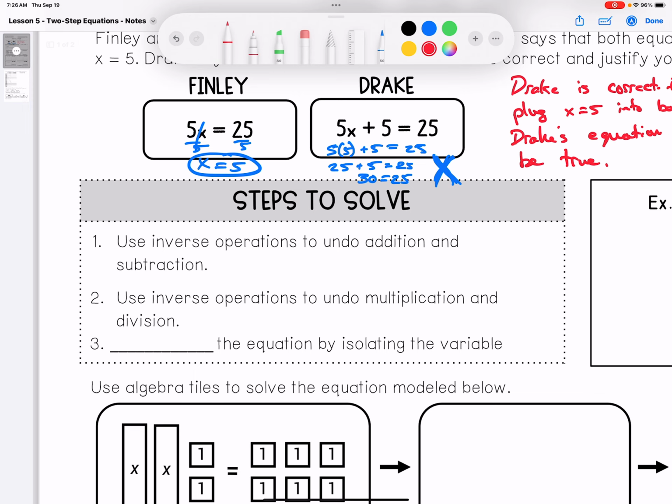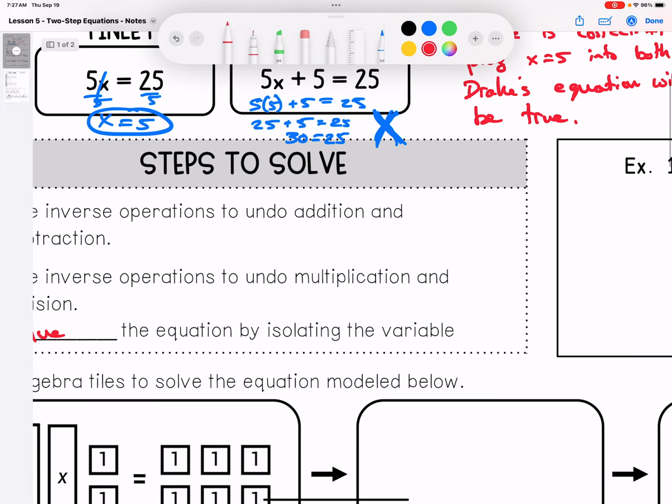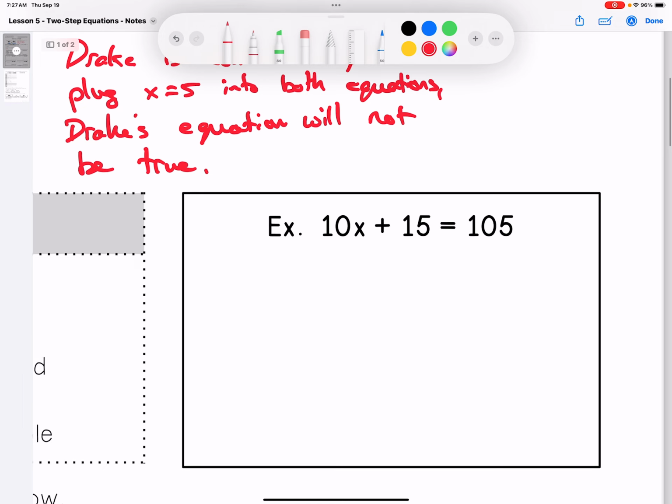The steps to solve are: use inverse operations to undo addition or subtraction, and then use inverse operations to undo multiplication and division, and then the last step is to solve. So we're still trying to get the variable by itself, okay? And here's how we do that. We're going to do any addition or subtraction first. So what do you think that is? So how do we get rid of that? We do the opposite. Same as we did with 1 step, same thing.